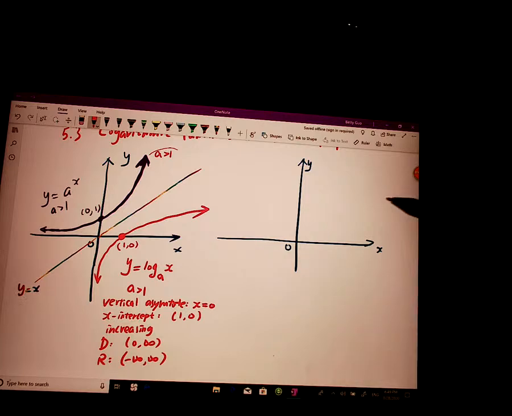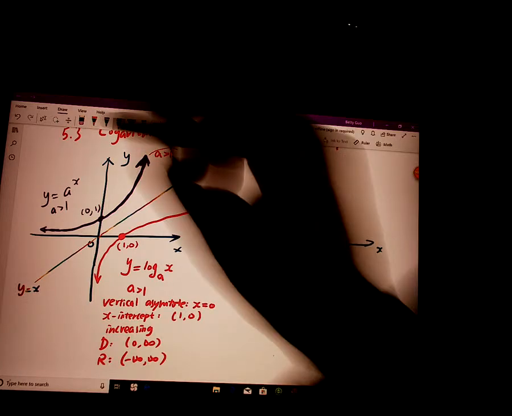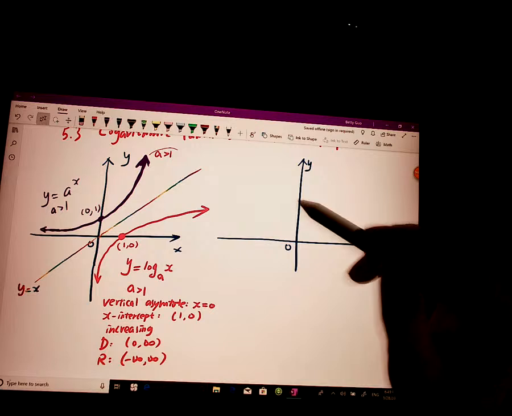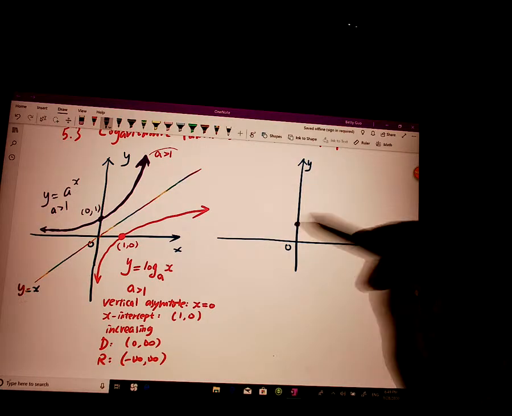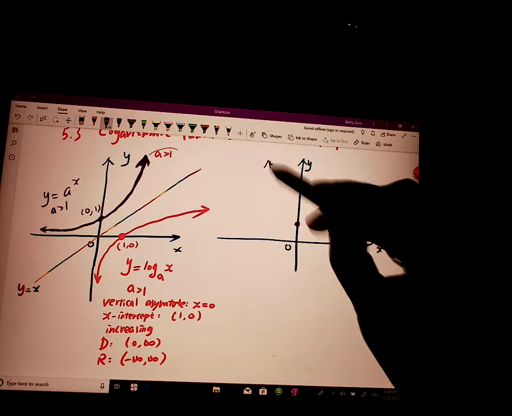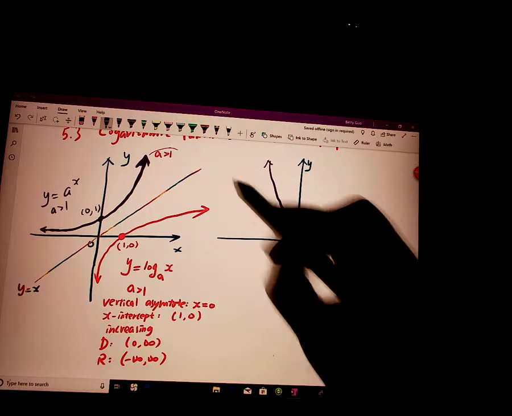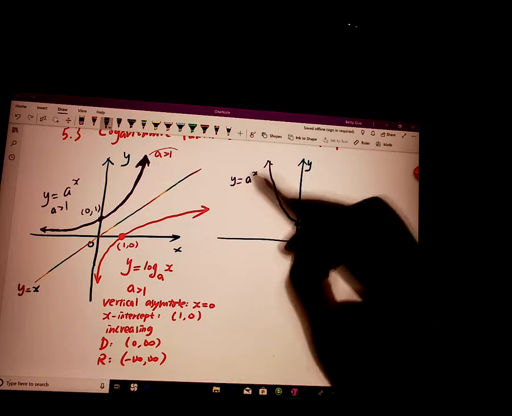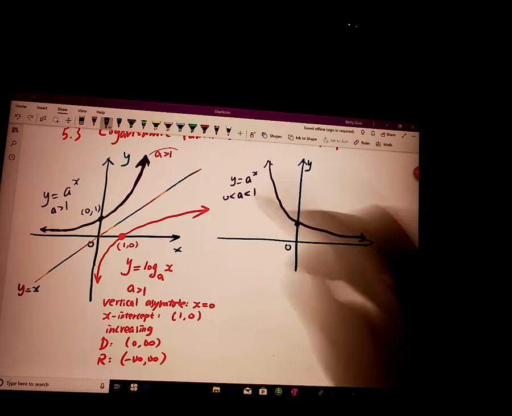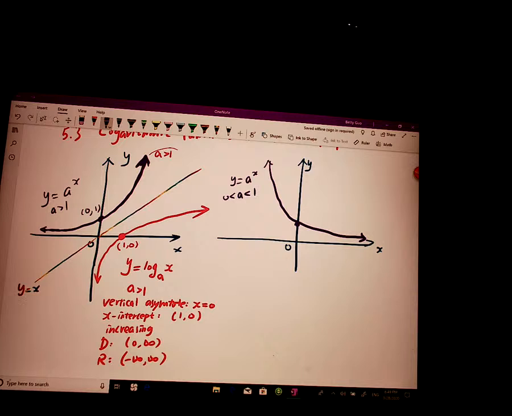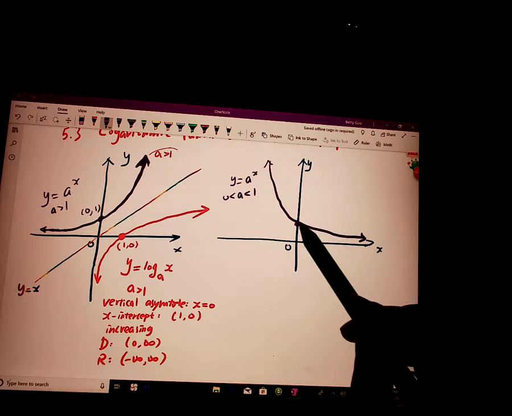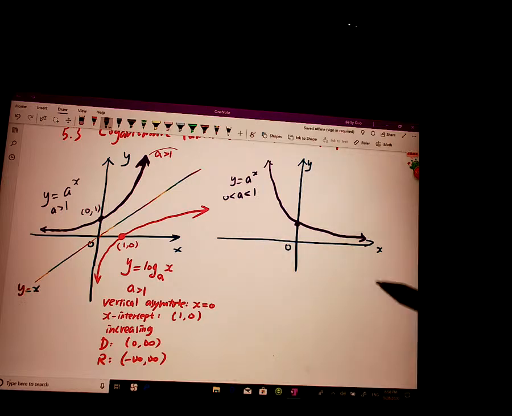Let's look at the second one. I'm going to graph the second category exponential function first. This is exponential decay, y equals a to the power of x, where a is between 0 and 1. Because the base is between 0 and 1, the exponential function is decreasing. The x-axis is the horizontal asymptote. The y-intercept is 0, 1. Domain all real, range all positive, right?